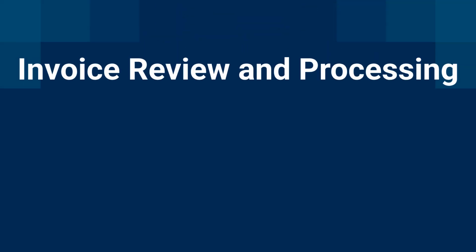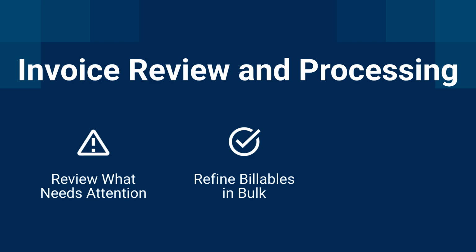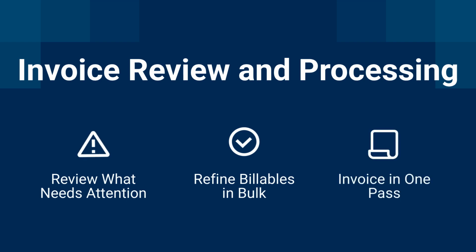With billing, invoicing comes to you. The order level view surfaces issues with built-in statuses and exceptions, so you only review what needs attention, not every job. Refine and align billables in bulk across each order, then roll them into accurate invoices in one pass, right the first time, and ready for accounts receivable.